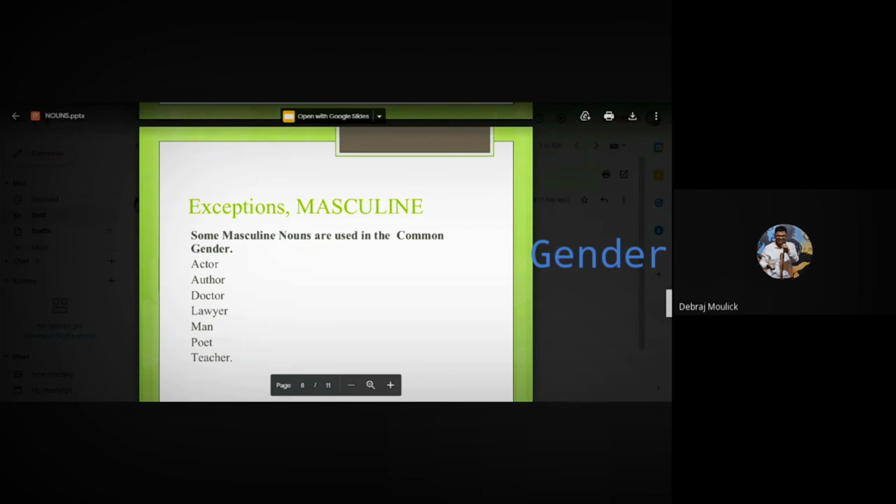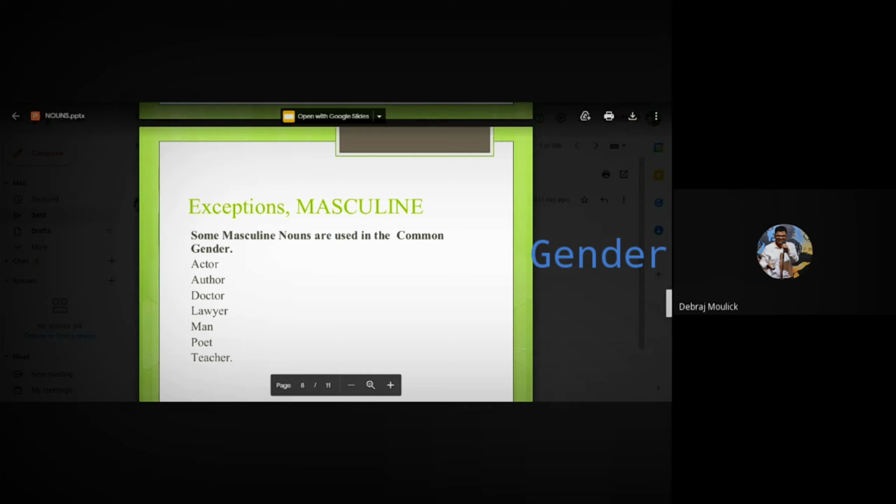For example, author, doctor. Doctor is a profession. Lawyer is a profession. Mankind, poet, teacher. You cannot identify the gender or the sex of the person, right? Actor, author, doctor, lawyer. Now they have used the word man. Here we refers to the mankind, humanity. Man is the father, child of the father, or something like that.